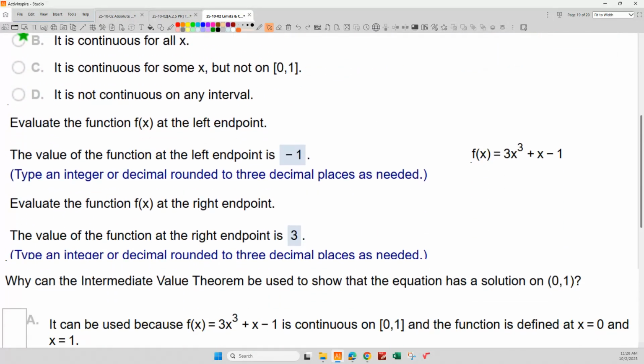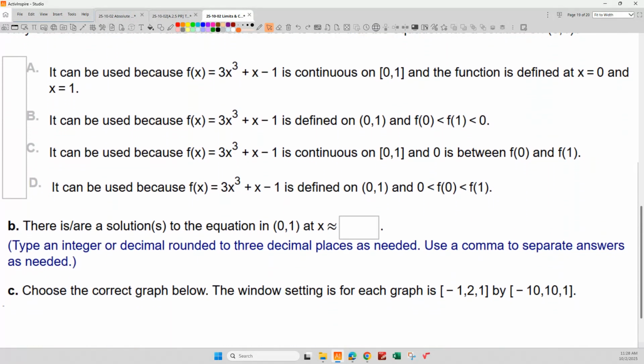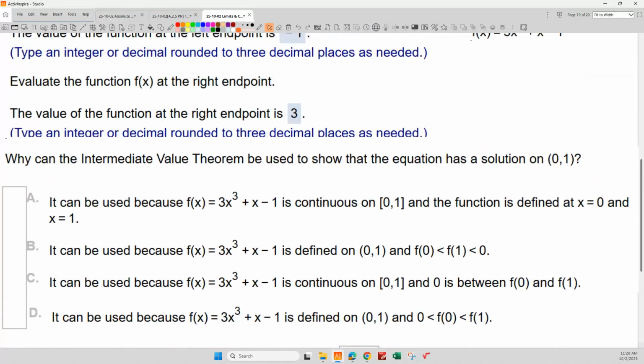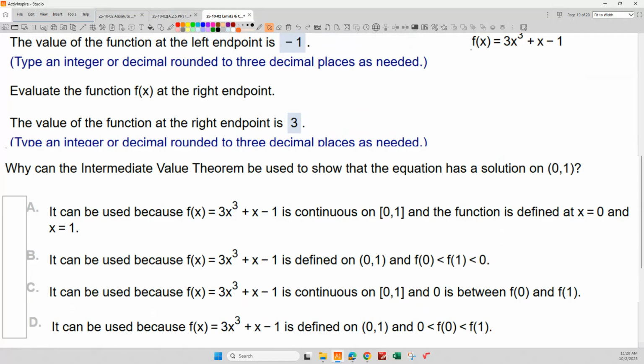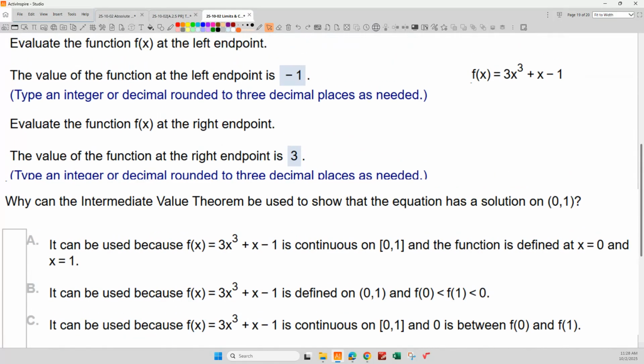Okay, so where does this function have a solution? That's kind of a goofy way of saying that, isn't it? Show that the equation has a solution. I think maybe they were supposed to give us an equation where it equals 0. We could restate that, saying, why can IVT be used to show that this function has a 0 on that open interval between the endpoints? Yeah, 0's between f of 0 and f of 1, isn't it? Right? Okay.